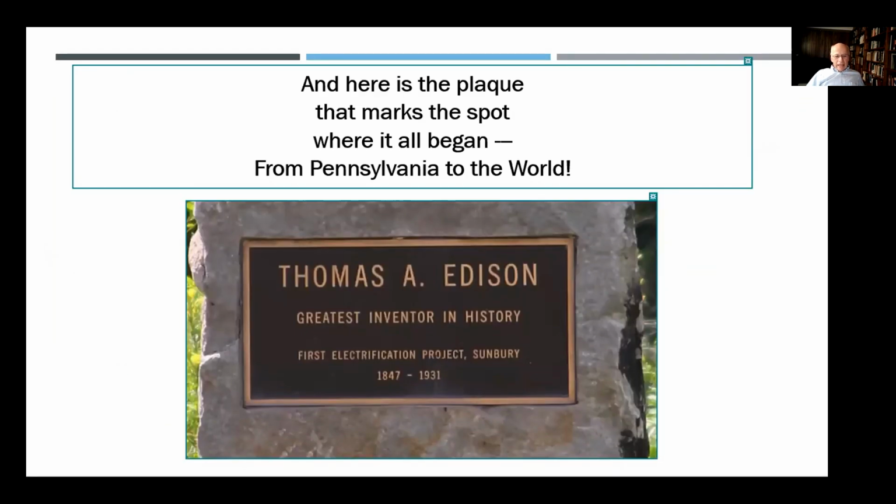There is a little plaque in that town of Sunbury. Thomas Edison, greatest inventor in history, first electrification project, and the birth and death dates of Edison. From there, as you all know, or should know, Morgan finally took over Edison's company. Many other things happened to set up Wall Street in control of the electrical industry. And what they did is they stopped the spread of electricity to most people.